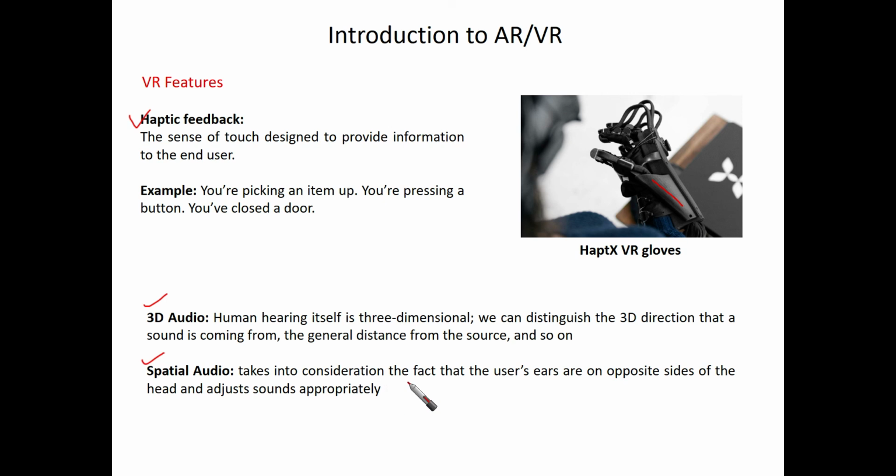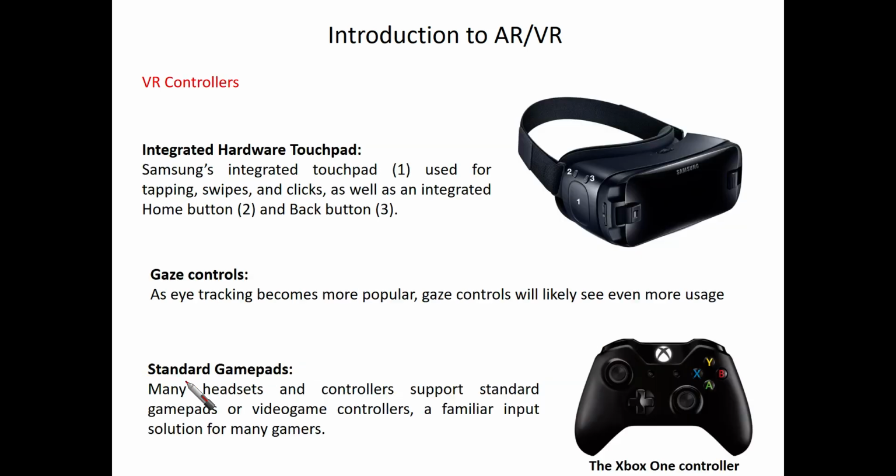So it basically looks at the placement of the user's ears, on the opposite sides of the head, right? And then it adjusts the sound appropriately. So if your sound is coming from the right side, then your left ear gets the sound a little bit later, and vice versa. So all of those kinds of things need to be adjusted. And if you have this spatial audio, it may be coming from the space, that's called spatial.